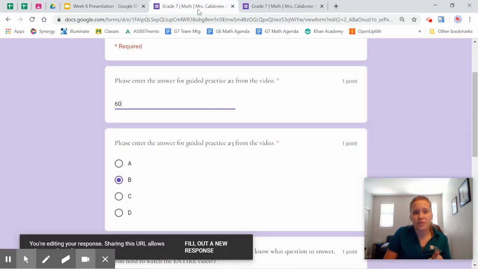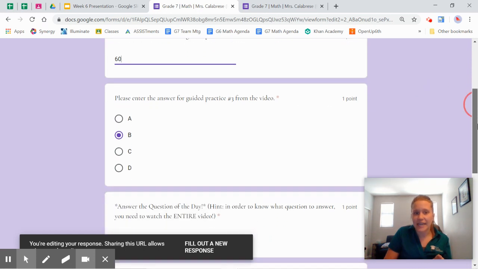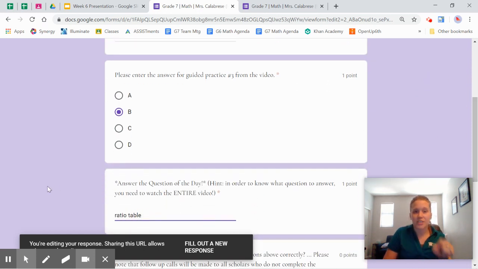So on your Google form today, I want you to be really careful. I want you to type in ratio table just like I have it here. The reason I want you to be so careful, check your spelling, check your capitalization, is that it's going to be graded automatically for you. If you spell it wrong, or put a capital letter in a weird place, or extra spaces or extra words, the computer's going to mark it incorrect. So make sure you type it just like I have it here.